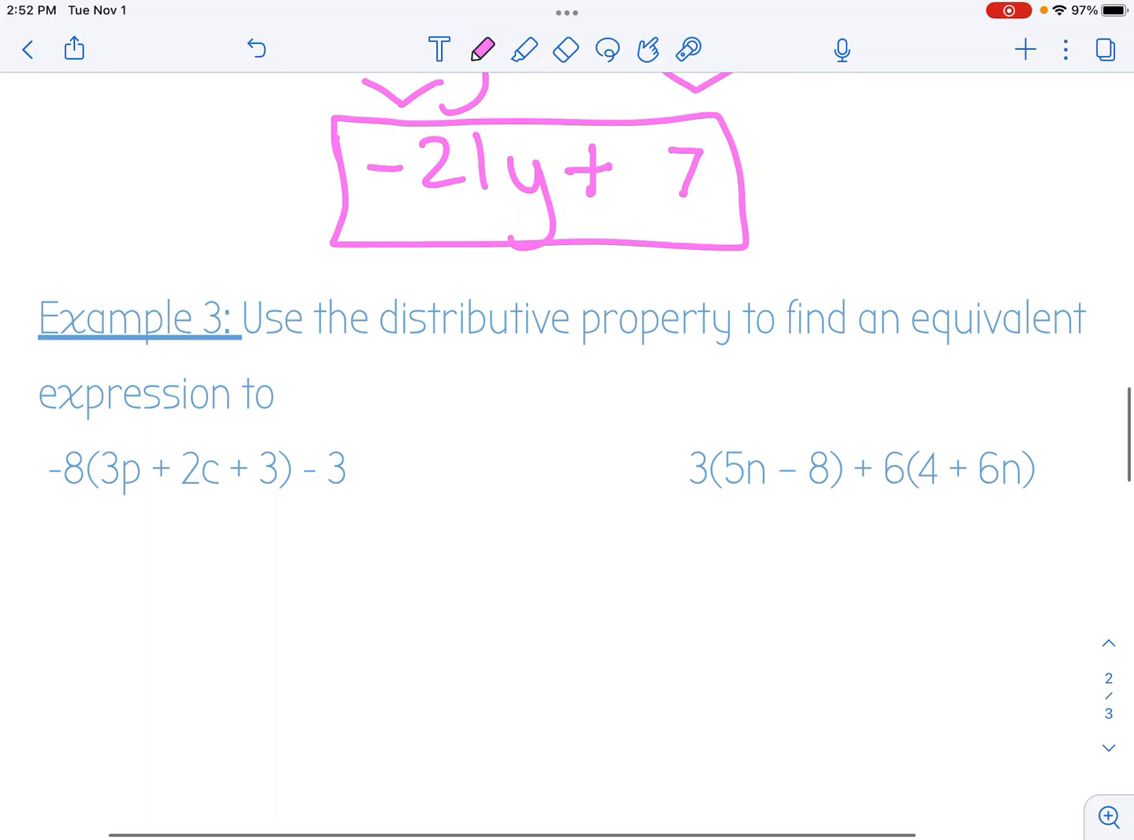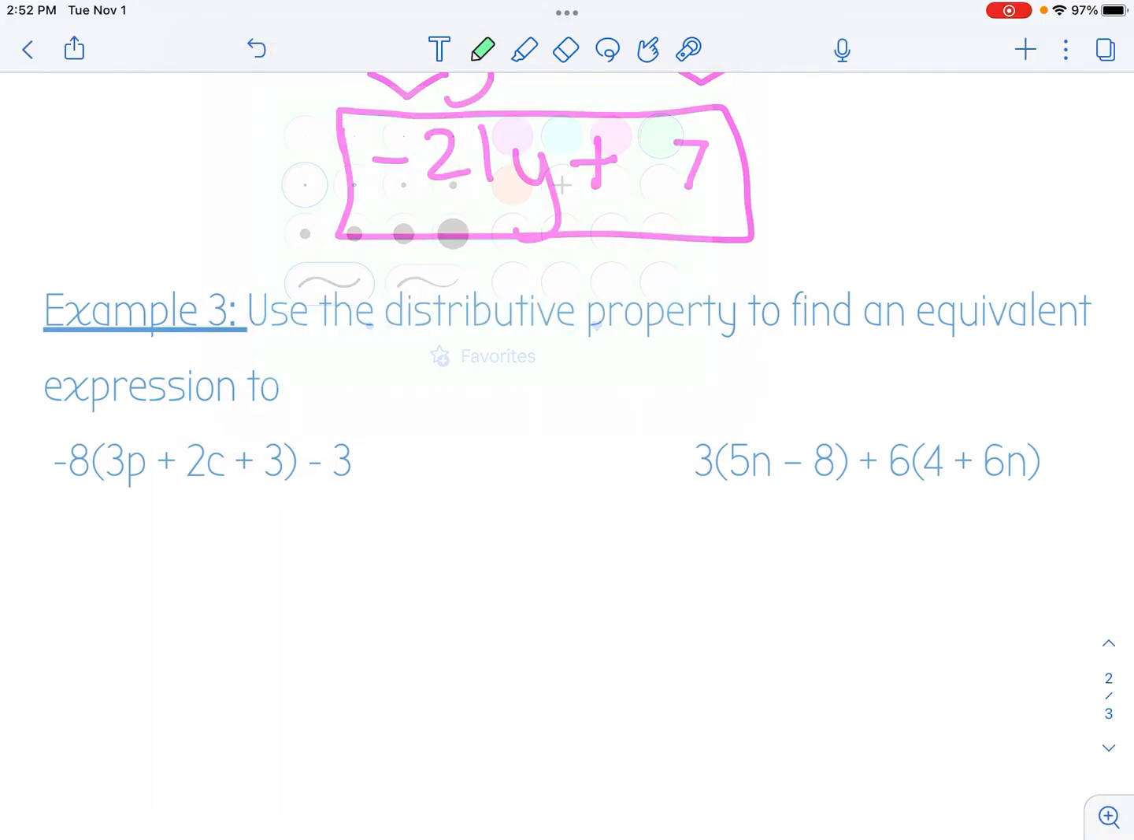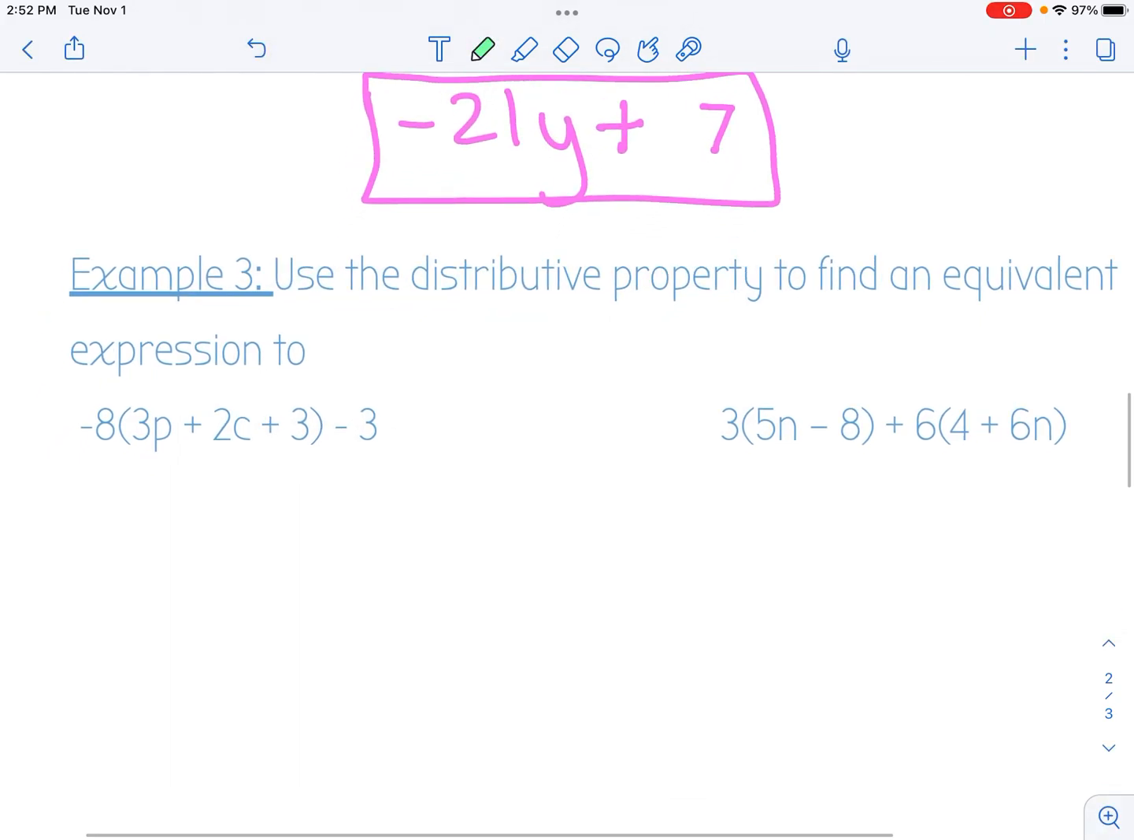Example 3, use the distributive property to find an equivalent expression. So in this first one, I'm distributing the negative 8 to everything on the inside of the parentheses. Notice I'm not distributing the 8 to that minus 3 because that is not on the inside of the parentheses. So I'm just going to leave that alone for now and tack it on the very end.